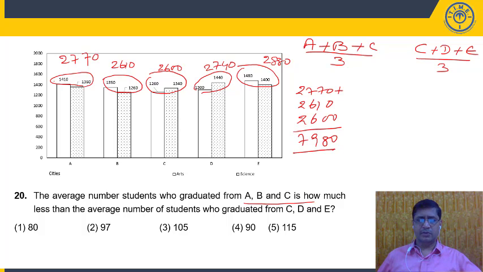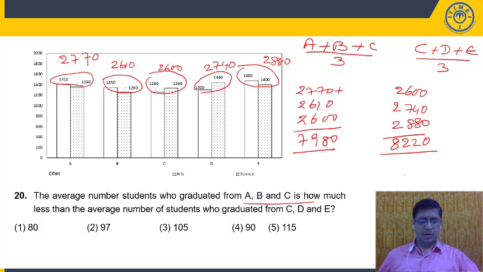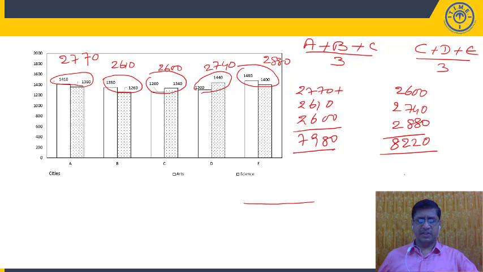and whereas here 2600 plus 2740 plus 2880. The sum of all these values is equal to, now it is 8220. Now what to find? Difference in the average. Difference in the average means, now average with denominator here 3. What is the difference in the value?